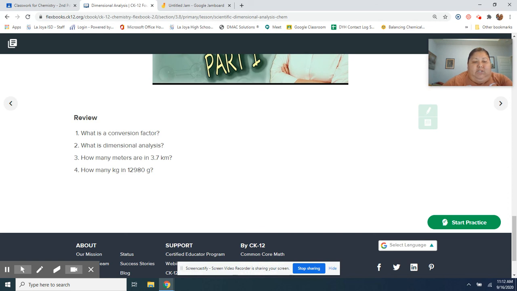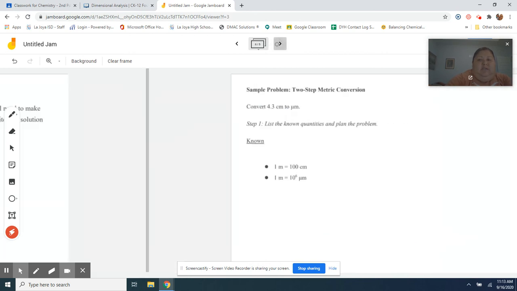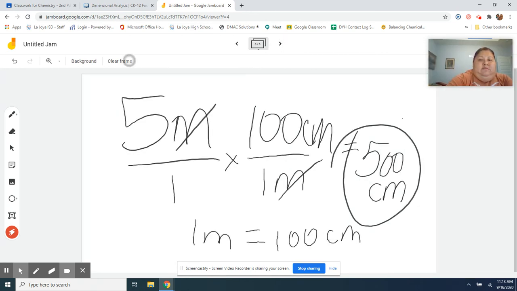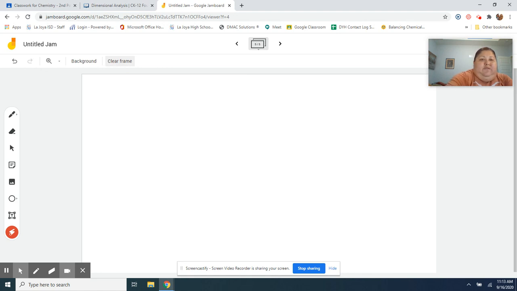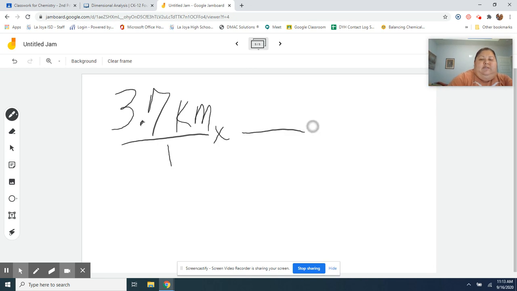What is the conversion factor? What is dimensional analysis? And then how many meters are in 33.7 kilometers? And then how many kilograms are in 12,980 grams? Okay, so I'm going to give you some extra information over here on the Jamboard to help you with those last two. Okay, let me clear this one out. So the first one says 3.7 kilometers. Okay, so you have 3.7 kilometers over 1, multiply, set up our next one.